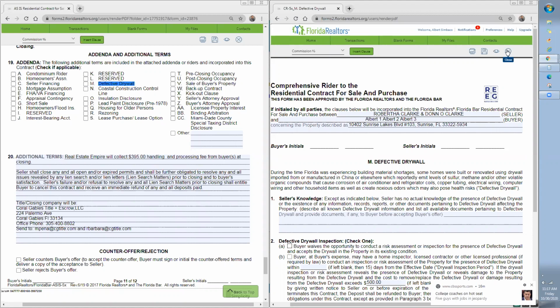What are the dates again? Between January 2000 and December of 2006. Okay, great. If it was built in 2007, you do not need this.